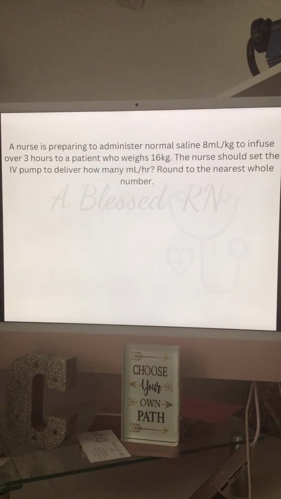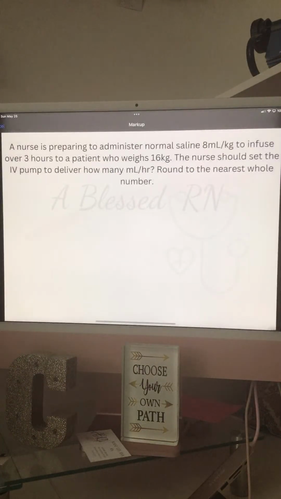A nurse is preparing to administer normal saline 8 milliliters per kilogram to infuse over 3 hours to a patient who weighs 16 kgs. The nurse sets the IV pump to deliver how many milliliters per hour? I make it look so easy because you're gonna make it look easy too. Get that easy 100, right?